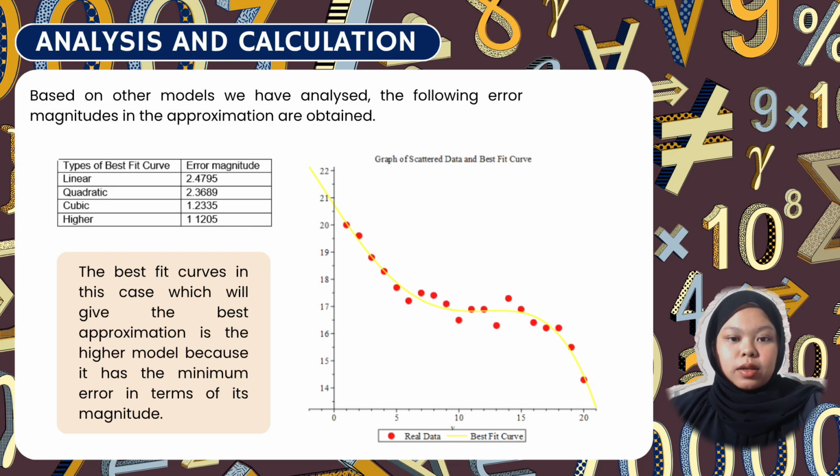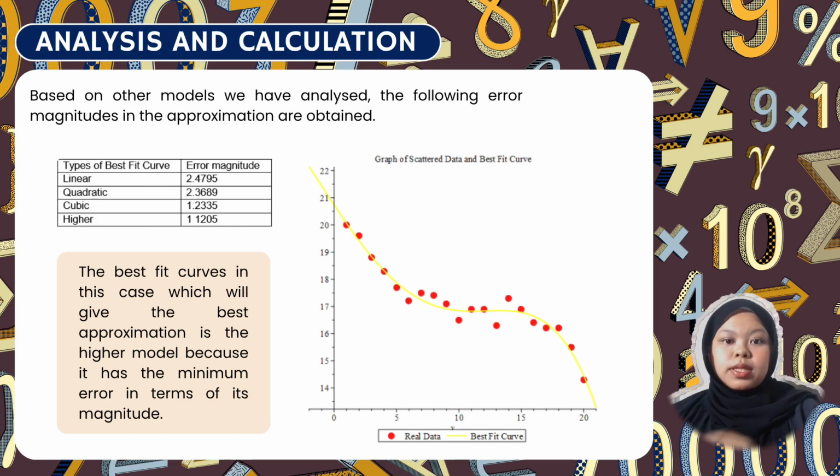The analysis and calculation. We compare our result across different models based on their error magnitude. Looking at the table on the left, the linear, quadratic and cubic models show the highest errors at 2.47, 2.36 and 1.23. However, the higher order model hits the absolute minimum error at 1.12. In conclusion, we can see by the best fit curve on the graph, the higher order model provides the best approximation because it achieves the lowest error magnitude.